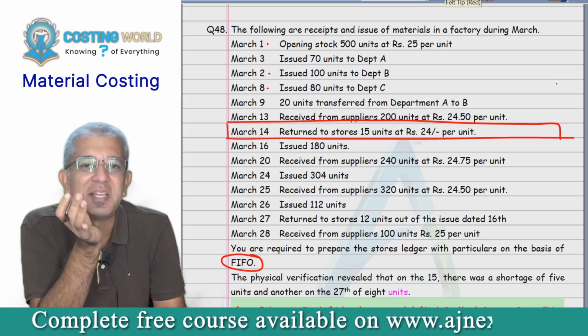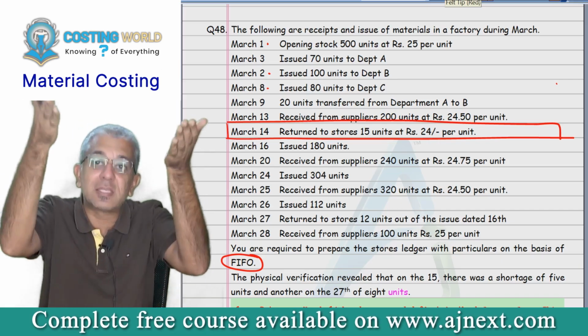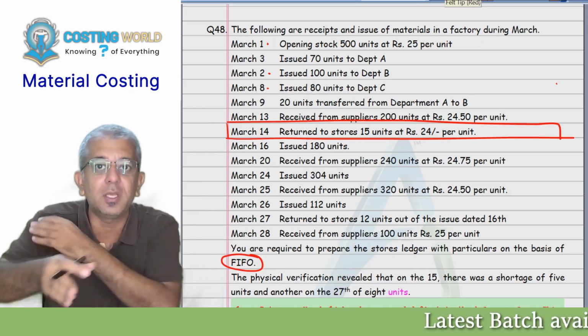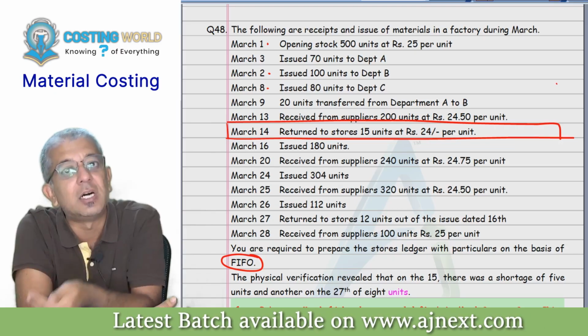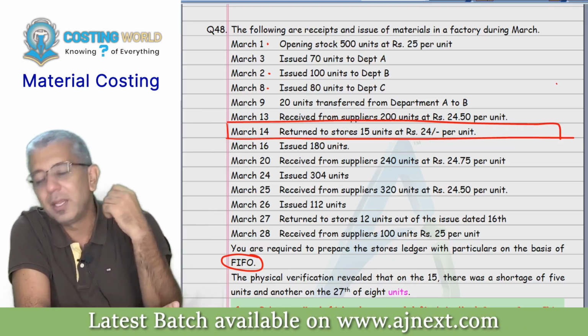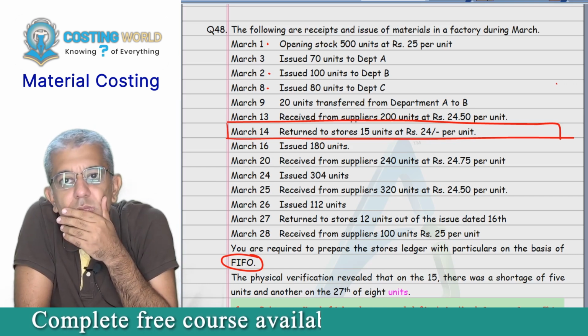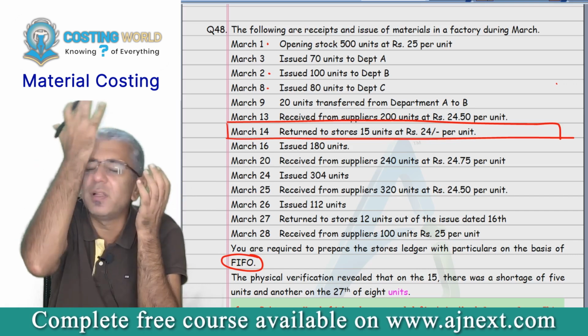Receipts, yaar. Beta, we are making the stores account only. We are only the stores. So, somebody has returned these goods to us. Tell me, who will return the goods to us? Customer. Where will the customer come, beta?